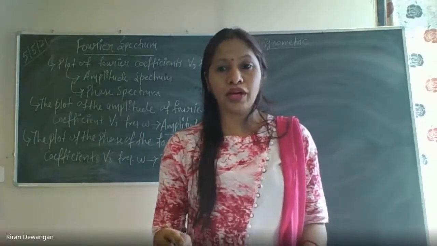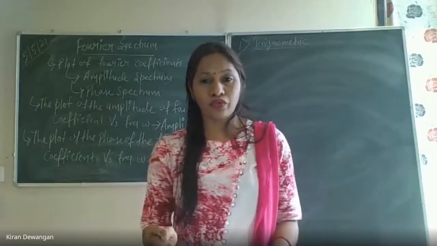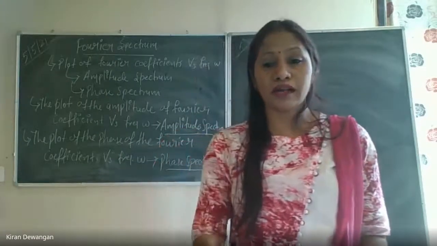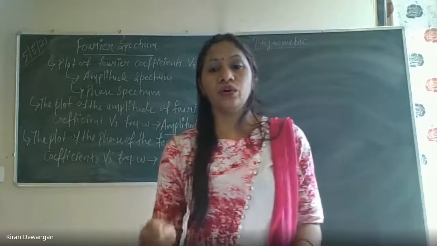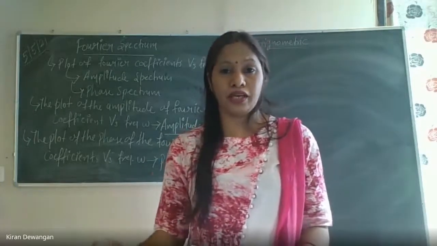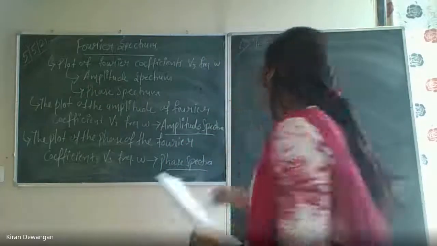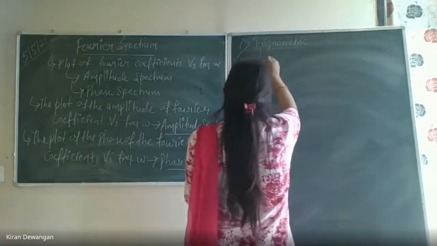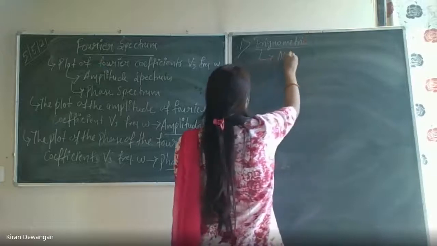Are we getting my point? With the trigonometric form of Fourier series, we are not able to get the phase plot. We can only plot the amplitude with the values of an and bn. Clear? So with this, no phase plot, no phase angles.